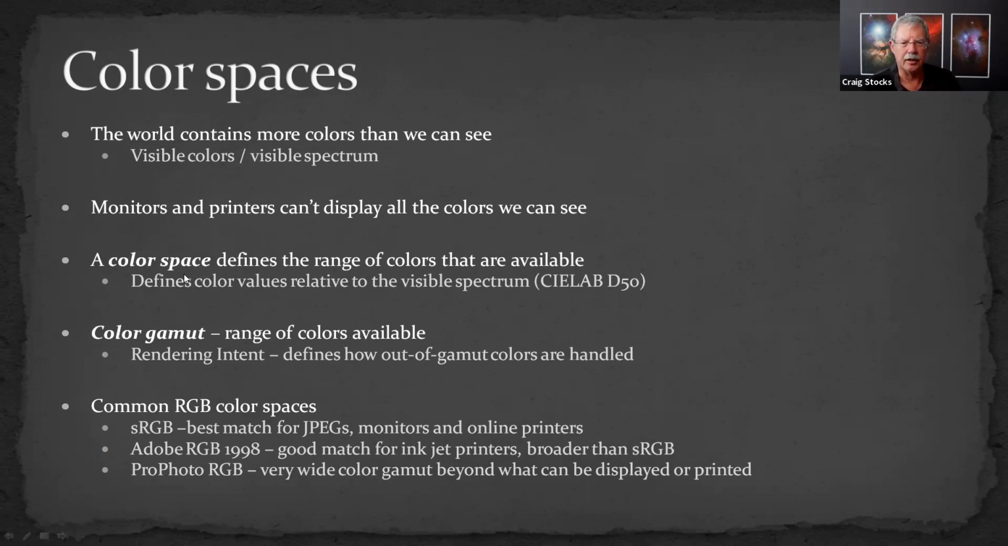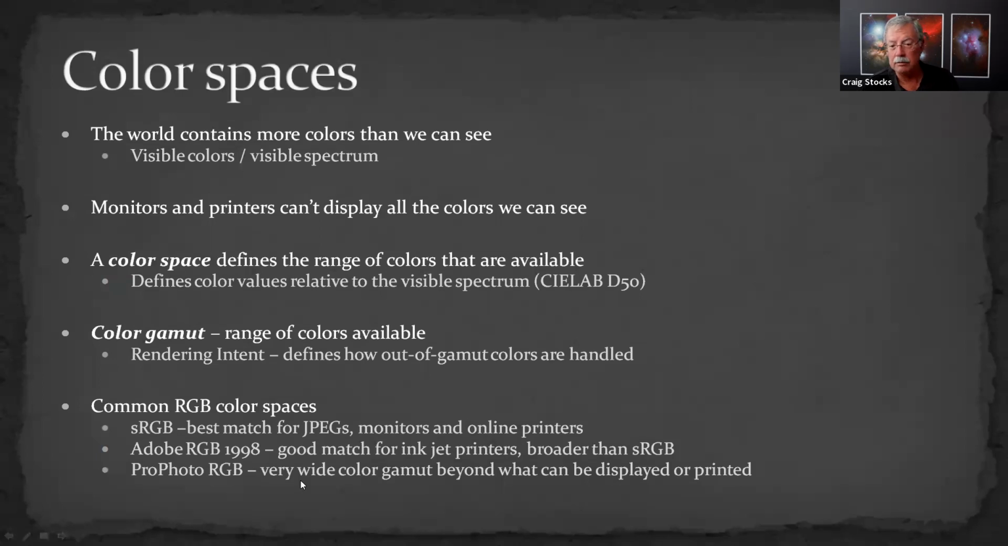A color space then defines the range of colors that are available within this envelope or package. Generally those are defined relative to a standard spectrum such as CIE LAB with a D50 illuminant. The color gamut is the range of colors that are available. You might hear somebody talk about an out of gamut color. What they're talking about is a color that is outside the range of what's available within that color space. And generally bad things will happen when you're trying to represent out of gamut colors in a smaller color space.